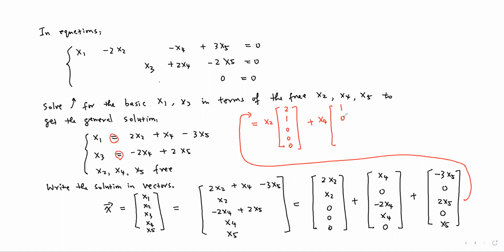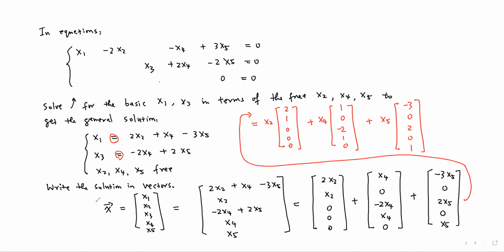1, 0, negative 2. 1, 0. And then plus take out x5. Negative 3, 0, 2, 0, 1. Here, x2, x4, x5 are arbitrary.